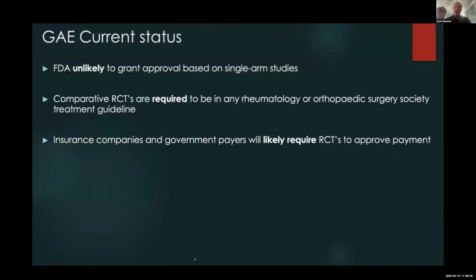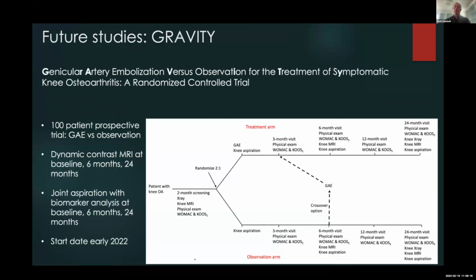So the FDA is unlikely to fully approve this with just these single-arm trials. We've seen that repeatedly in IR. So we're going to need randomized controlled trials to prove to our orthopedic surgeon and rheumatology colleagues that this is a really good idea for a large number of patients. That's why at UCLA, we've started to enroll in our GRAVITY trial, which is a randomized trial comparing patients who are getting genicular artery embolization to conservative management.